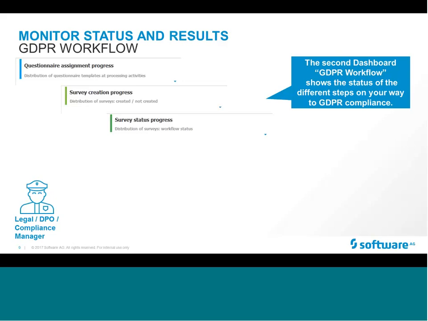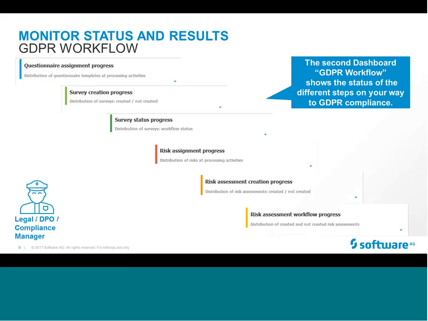Having documented and evaluated the respective processing activities on a questionnaire level, then will lead to a risk assessment step in the processing activities. For those processing activities, we will have to assign a risk assessment process. We will then see if these risk assessments are generated, and finally also see the status of this risk assessment. Are the risk assessments executed or not? That helps me to see the progress in our processing activities, documentation and evaluation steps, and this is shown on a second dashboard.